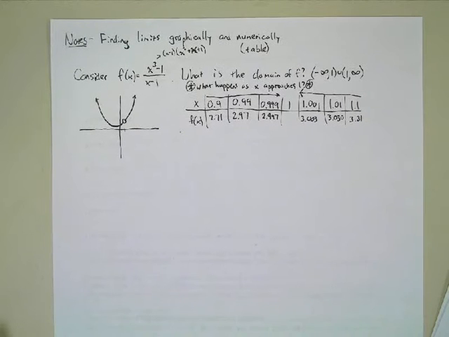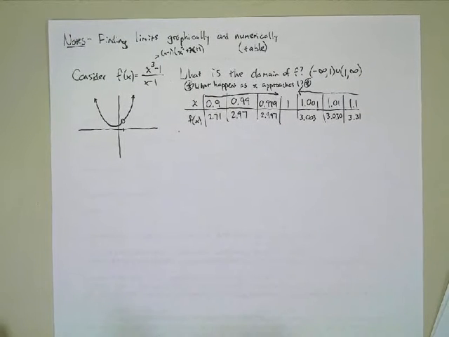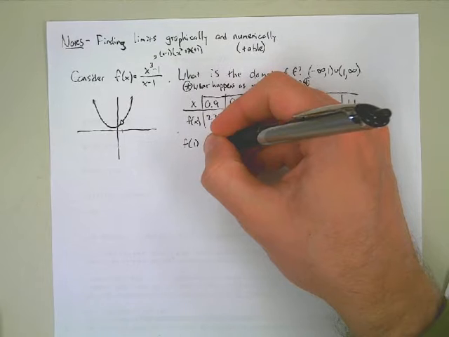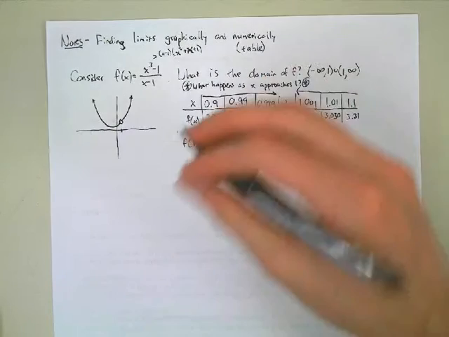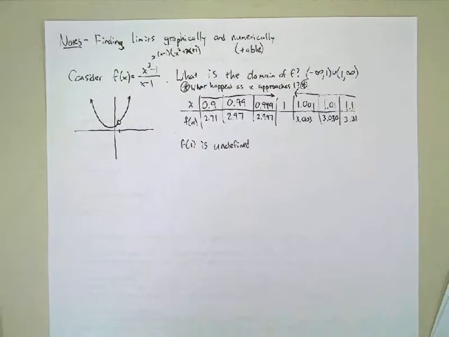So, all that being said, what does it look like the function is approaching as x approaches 1? 3. Yeah, it looks like it's approaching the value of 3, right? That's what we want to say. So, in summary right here, f of 1 is undefined, right? It has no value. So the exact value at 1 is undefined.